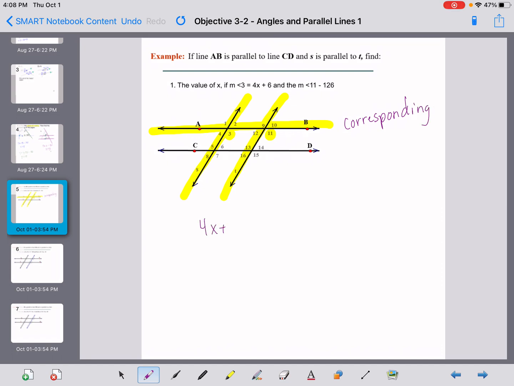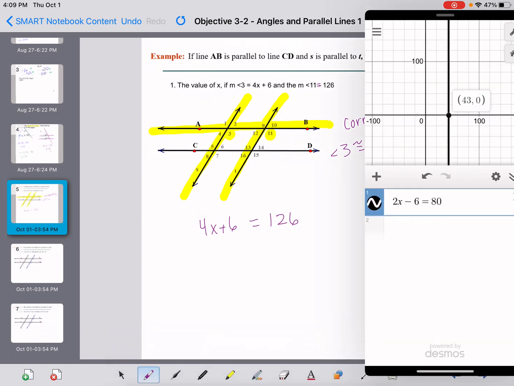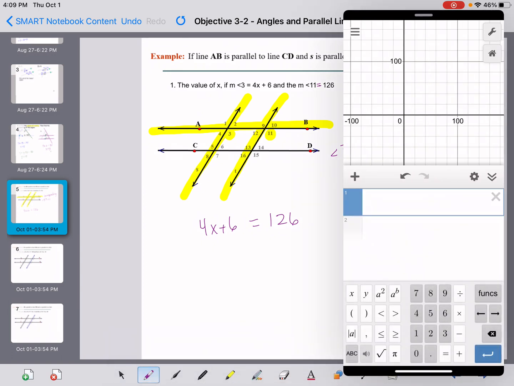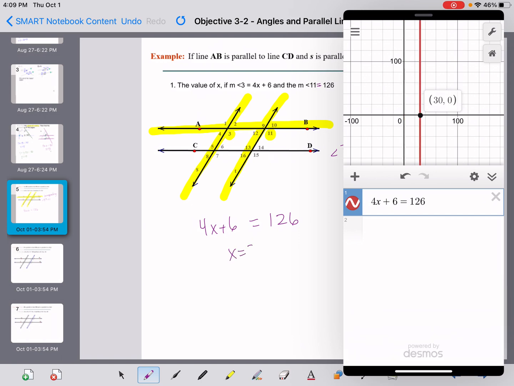So 4x plus 6. So let me write this out. Angle 3 is congruent to angle 11. So 4x plus 6 equals 126. That should not be a negative. It should be an equal sign, and I'm not quite sure why that didn't show up. But here we go. 4x plus 6 equals 126. X equals 30.